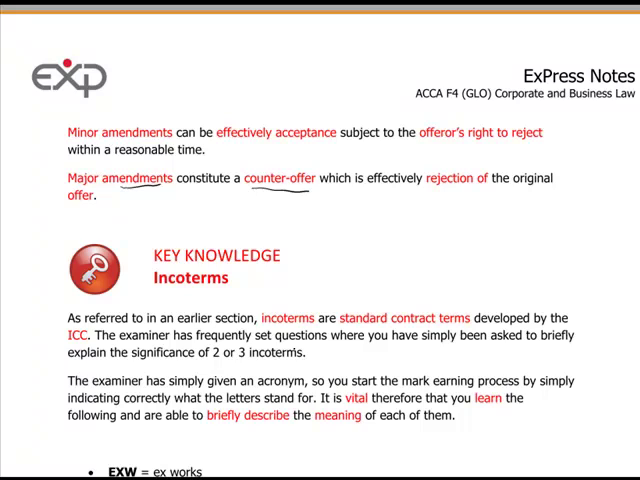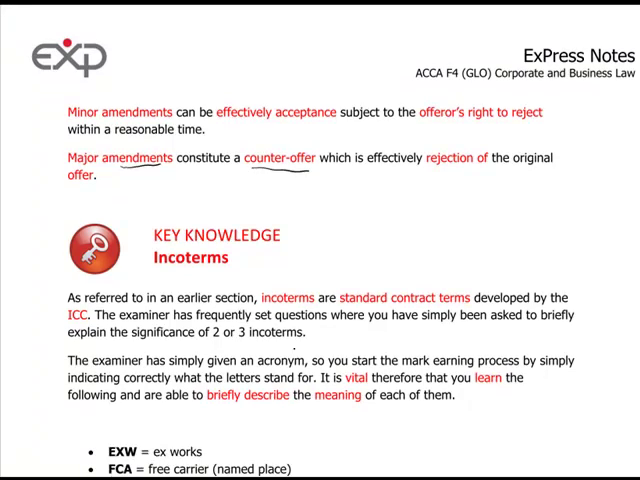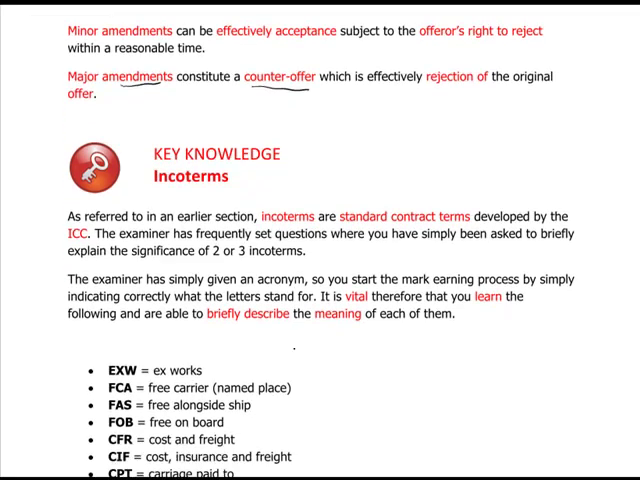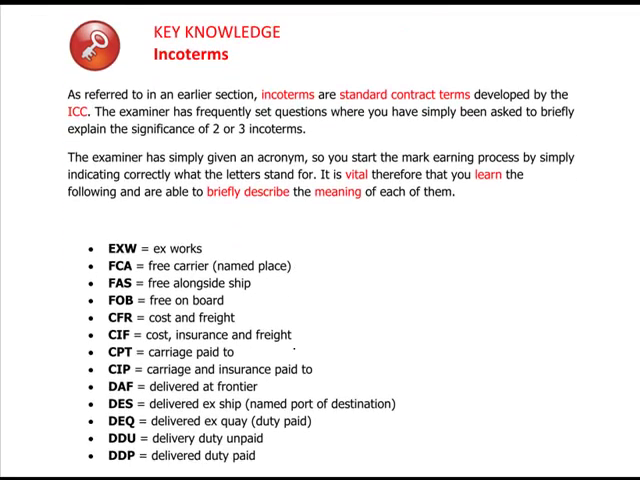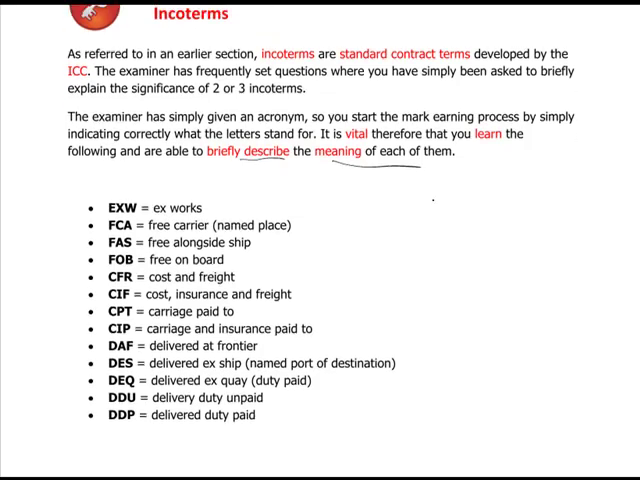Incoterms, I believe these are changing all the time, but there is a standard list which I'm about to reveal now. You do need to learn these. Unfortunately, there is no easy way other than to keep writing them down and learning what they mean, and be able to briefly describe and explain the meaning of each of them. And the examiner might even just ask you to name a couple of them, like what is FOB, what is FAS, and you just need to either know it or you don't.